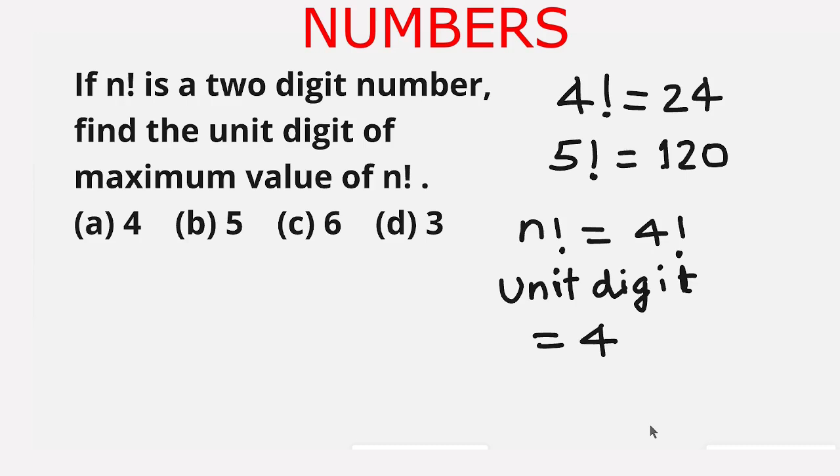4 factorial has value 24 and unit digit of 4 factorial is 4. And from the given options, our answer is option A 4. This is very easy question.